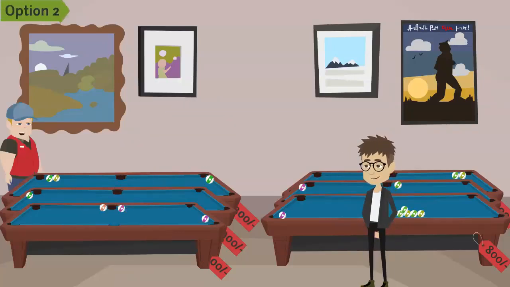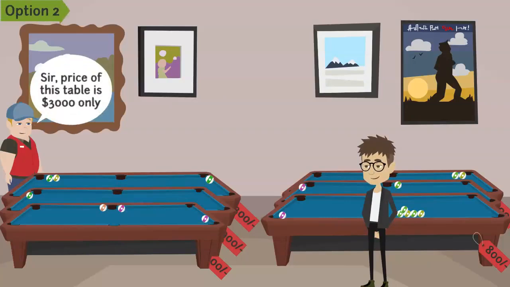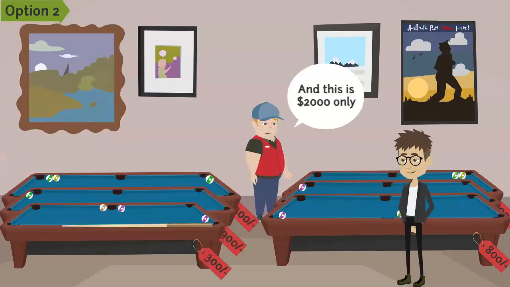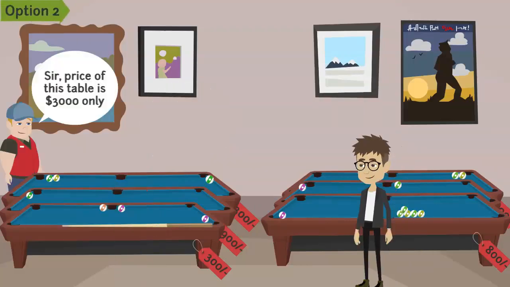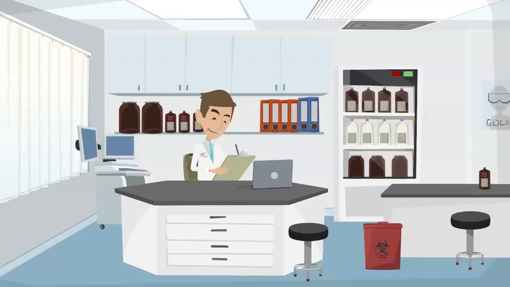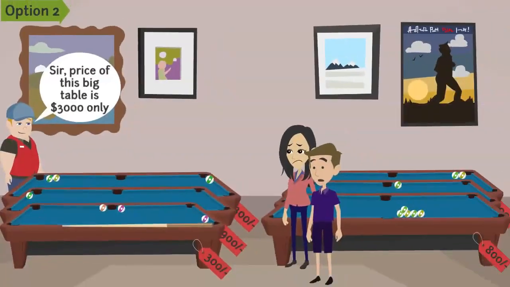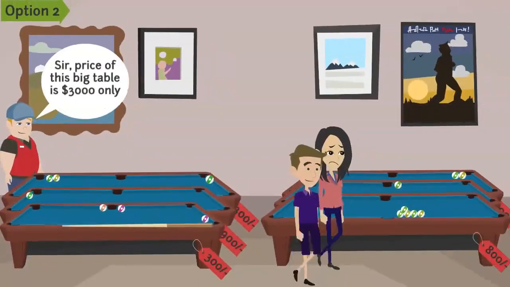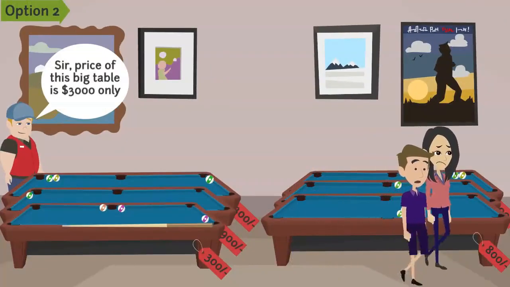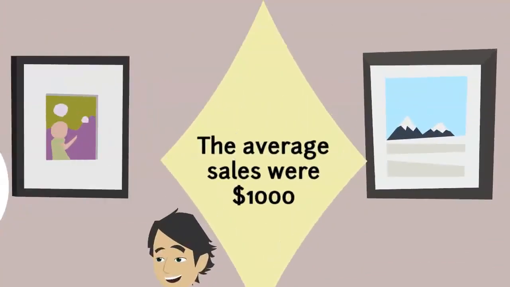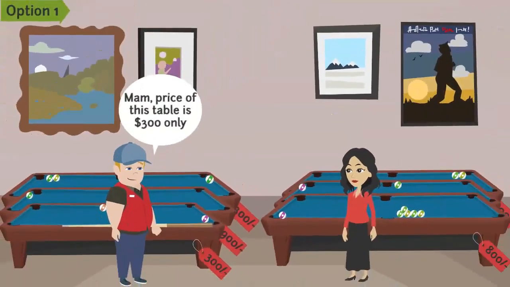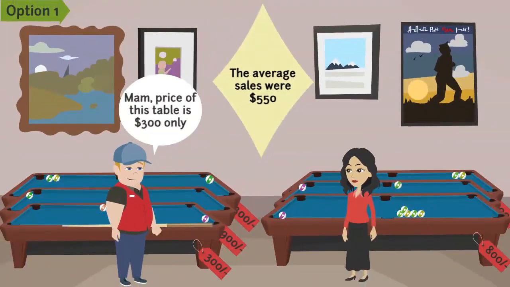Option 2, he starts big. He shows the $3,000 billiard table and then slowly goes down. Will you go with option 1 or will you go with option 2? The second one is the right answer. This was actually run as a scientific experiment, and it was found that when the salesman started with $3,000, there were a few customers who walked out feeling that the store was very expensive. But the average sale was $1,000. And when he started at $300, the average sale was $550.